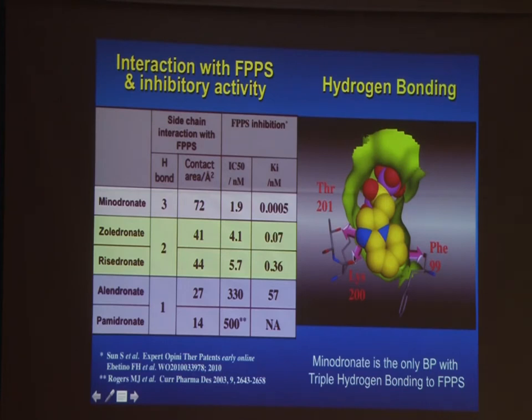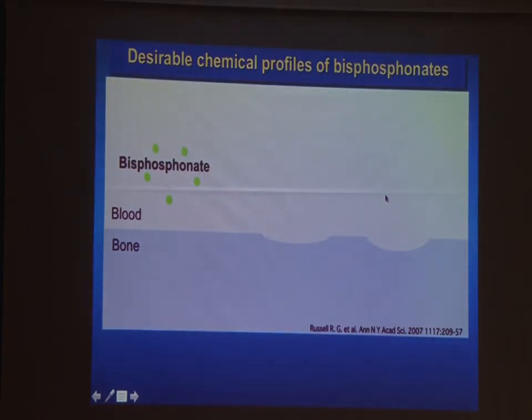One of the strengths and properties of each bisphosphonate can be distinguished by its affinity for this FPP synthase. By examining the contact area for the enzyme's catalytic surface and hydrogen bonding of each bisphosphonate, there's a different affinity of bisphosphonate for this enzyme. Currently, minodronate is the strongest, followed by zoledronate and risedronate. Surprisingly, alendronate itself is not very high in its affinity for FPP synthase. The reason alendronate is so strong in vivo is a different mechanism: alendronate can stick to the bone in very large amounts.